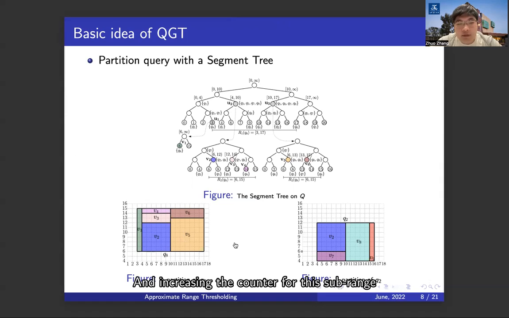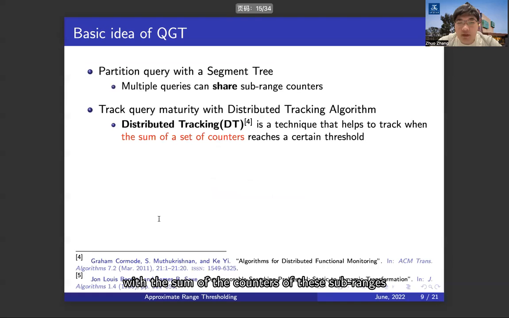And increasing the counter for this subrange will contribute to multiple queries together. The maturity of the query can be tracked with the sum of the counters of these subranges. And to achieve this, QGT algorithm adopts the distributed tracking algorithm. Distributed tracking, DT for short, is a technique that helps to track when the sum of a set of counters reaches a certain threshold.